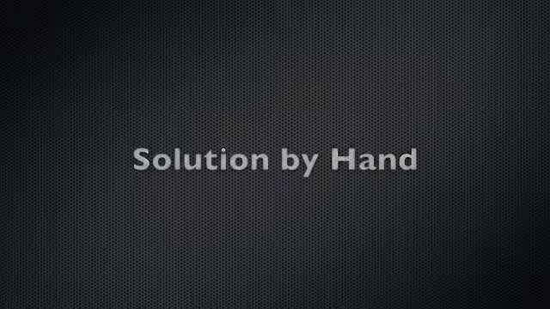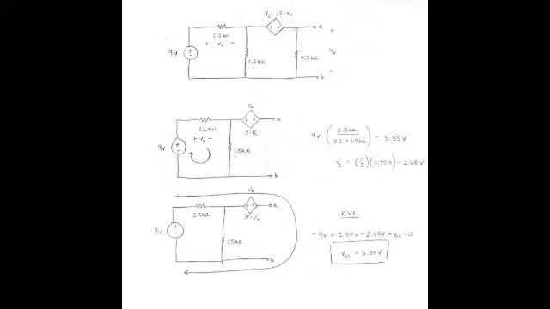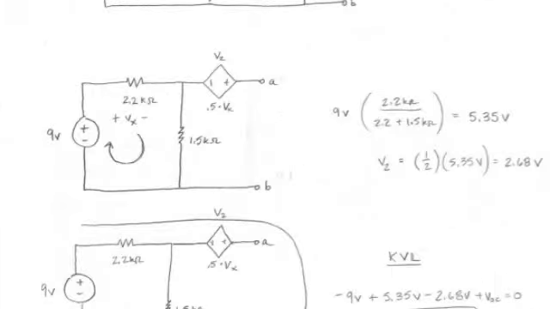The instructions for the lab portion say to solve this circuit by hand first for the open circuit voltage, the short circuit current, and the voltage V0, which is across the leads A and B, which aren't visible in the picture, but they're there. There's our circuit at the top. The first step is to remove the load resistance, which in this case is 4.7 kilo ohms.